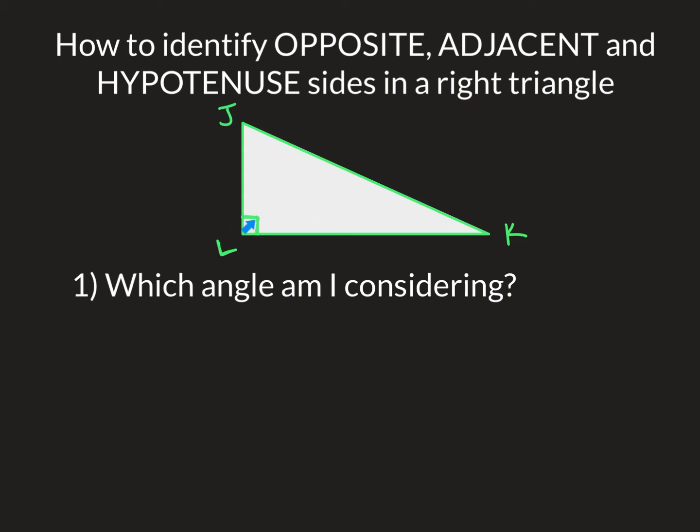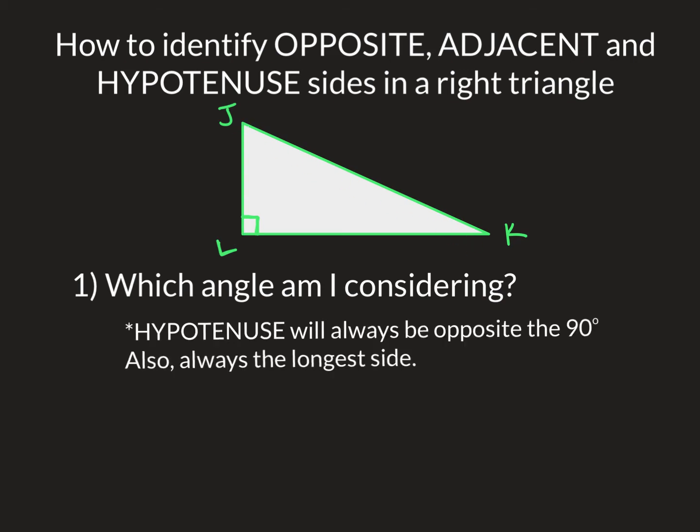It is always going to be the side that is opposite the 90-degree angle, and it is also always going to be the longest side. So we can go ahead and label the hypotenuse right now. Hypotenuse is always going to be opposite this 90-degree angle, so I'm going to go over here. It's going to be my longest side, so this is definitely going to be my hypotenuse.